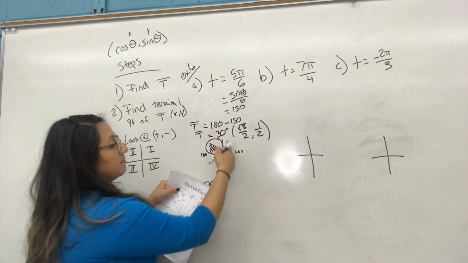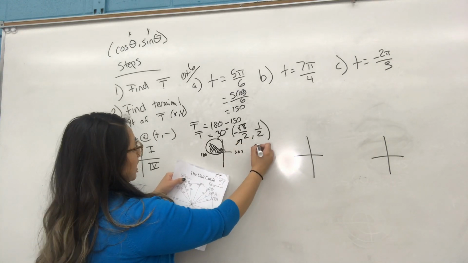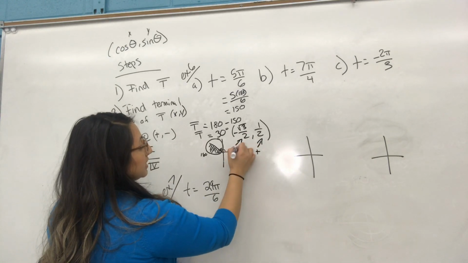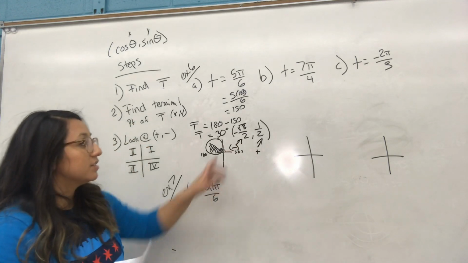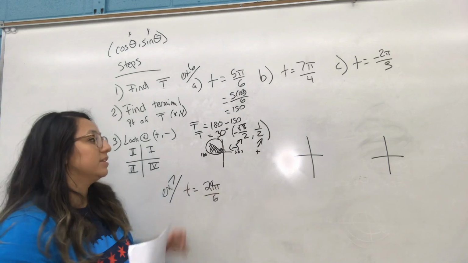So then my cosine is negative, but my sine is positive. So your final answer is negative radical 3 over 2 and 1/2. And that would be your answer for the first one.